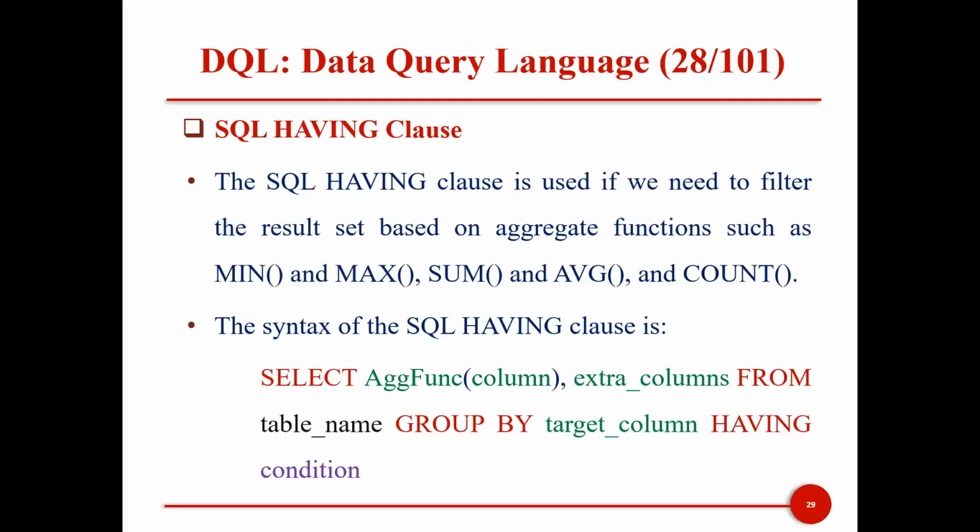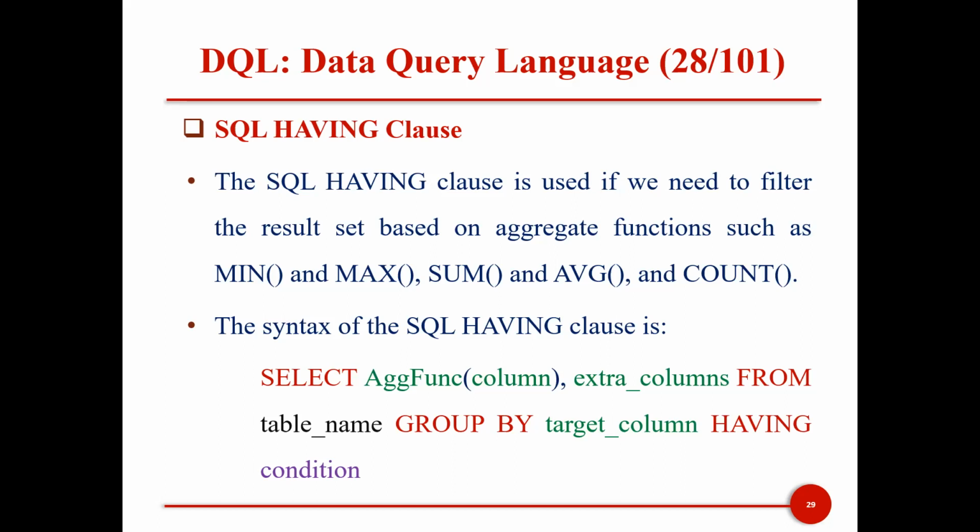Then we have the HAVING clause. You use the HAVING clause together with GROUP BY. You don't use it with ORDER BY. The SQL HAVING clause is used if we need to filter the result set based on some aggregate functions, such as the minimum, the maximum, the sum, the average, and the count. Those are some of the inbuilt functions that SQL comes with. They help you compute the minimum, the maximum, the sum, which means the total, the average, and counting the records.